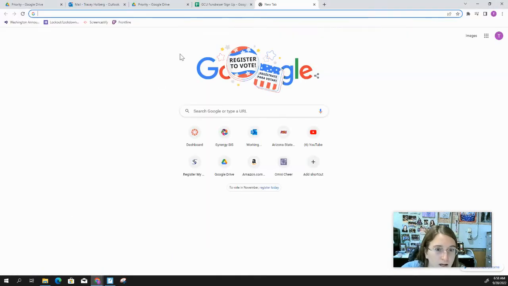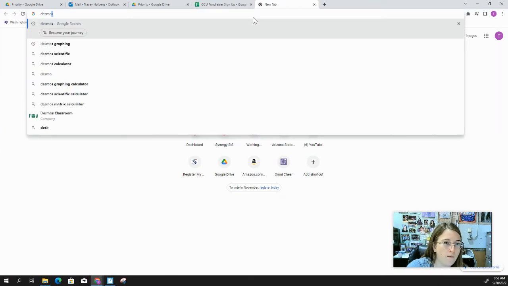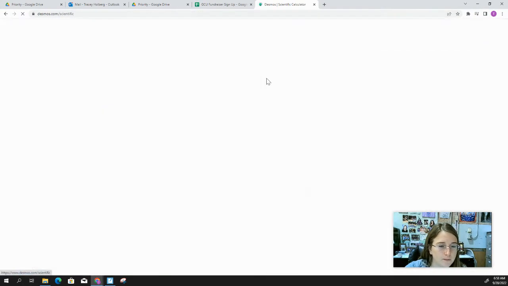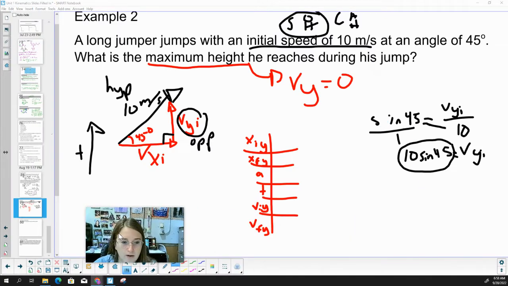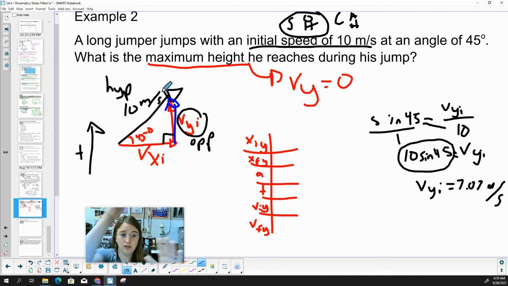So I forgot to pull up Desmos, so I got to pull this up here. So I've got 10 sine 45. Okay, I got 7.07. So my VY initial is 7.07 meters per second. And that's going to change because of gravity. Now again, because this is upward initial, and I designated positive to be upwards, this is going to be positive here. So I'm going to put my initial here, 7.07.